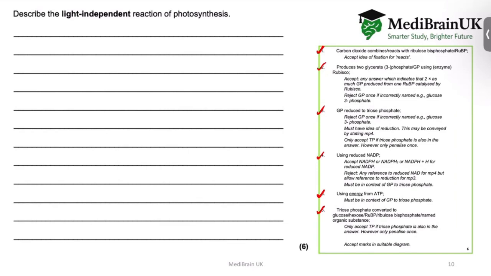So CO2 combines with RUBP, catalyzed by Rubisco to form 2 molecules of GP. GP is then reduced into triose phosphate, which is using reduced NADP and energy from ATP. Whenever you're talking about ATP, make sure you mention energy. And then triose phosphate is converted into your RUBP. It's regenerating your RUBP using energy from ATP.